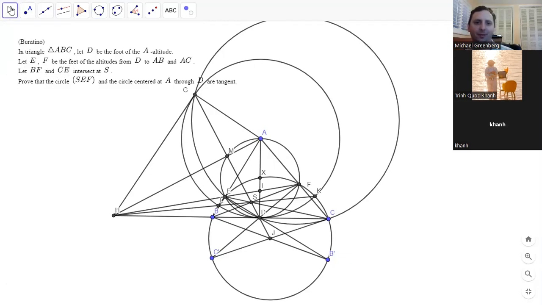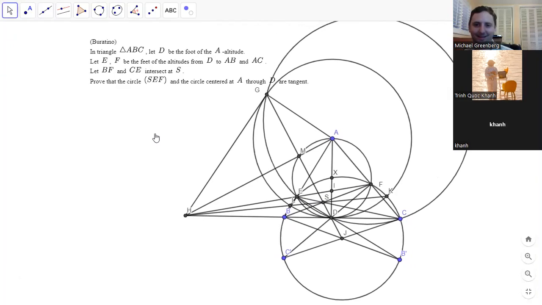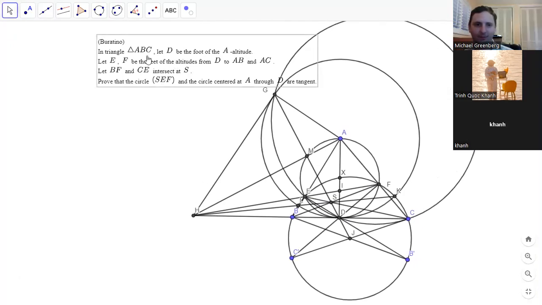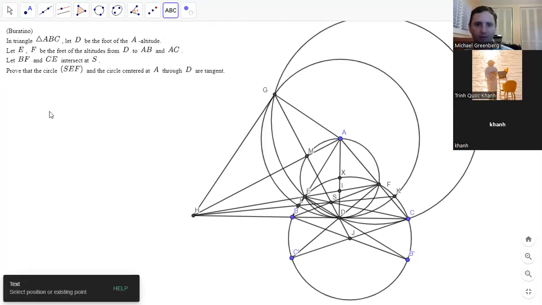So I'm going to type this up. I like this. All right, so there are a lot of different things in this solution. So let EF intersect BC at H.